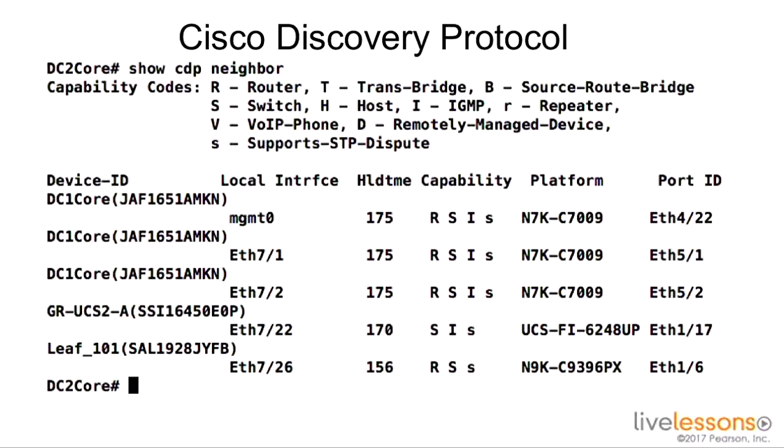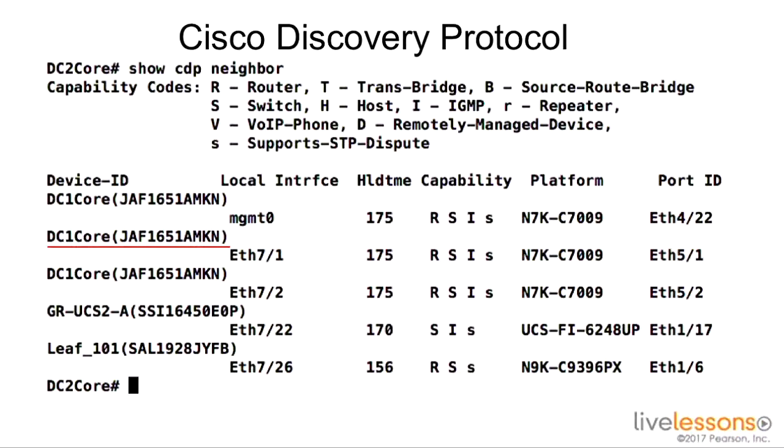So if there's any confusion on how I'm connecting from one device to another, this should clear it up for me. For instance, I can see that DC1 core is connected via Ethernet interface 7/1 to the Nexus 7009 on Ethernet interface 5/11.